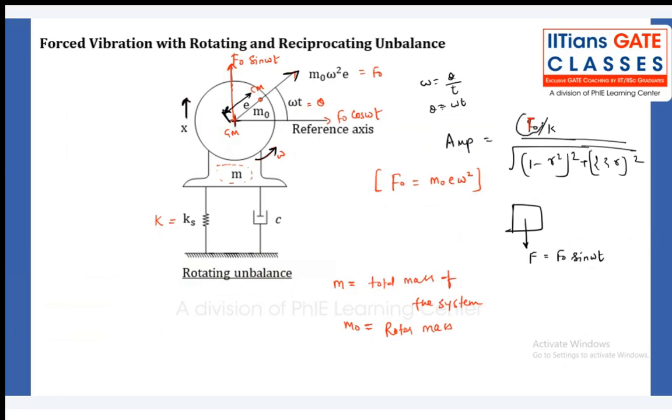But here, earlier we used to write F = F0 sin ωt. But what is the F0? This is the F0, m0 e ω². It is not a separate topic; it is a topic of forced vibration. I'm just showing you how F0 comes, where it comes from, and why it comes. M is the total mass of the system, which includes the mass of the rotor. What is the mass of the rotor? m0. Please make a note of it.